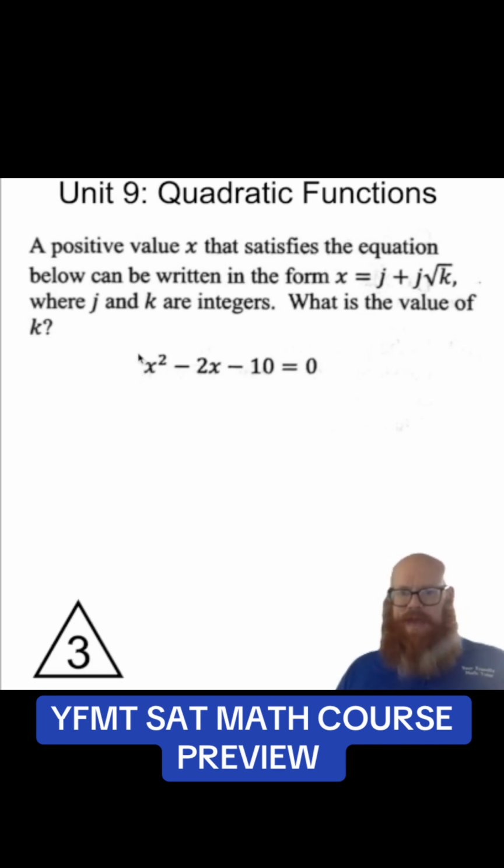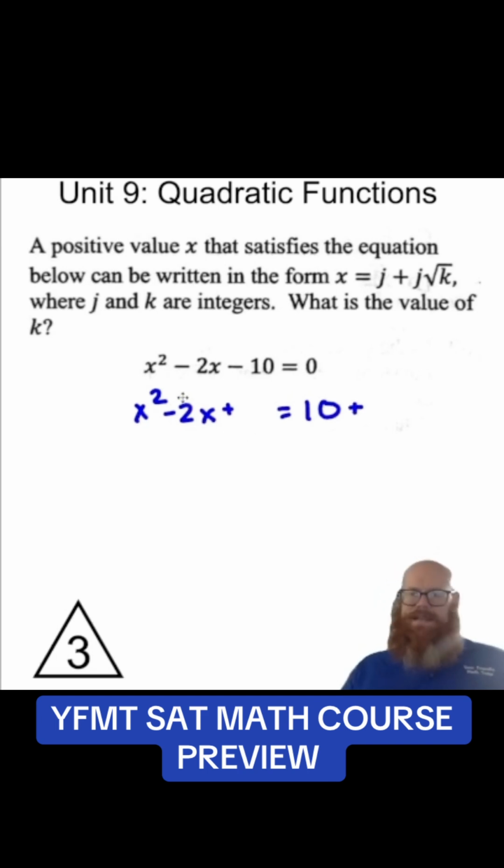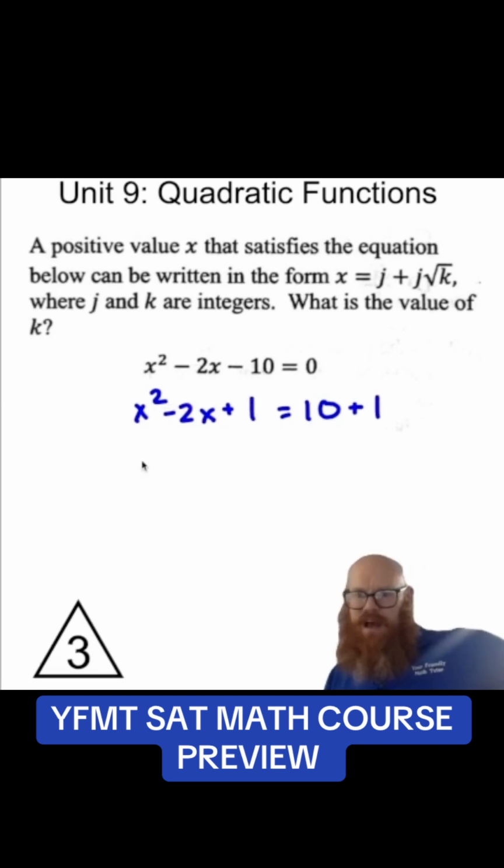For me, if a is 1 and b is even, I like to just do completing the square. So the way completing the square works is I'm going to keep the x squared minus 2x on one side, leave a little space, and throw the 10 over on the other side. Now I'm going to actually do the completing the square part. I take half of 2, which is 1, and square it, and that is also 1, so I'm going to add 1 to each side.